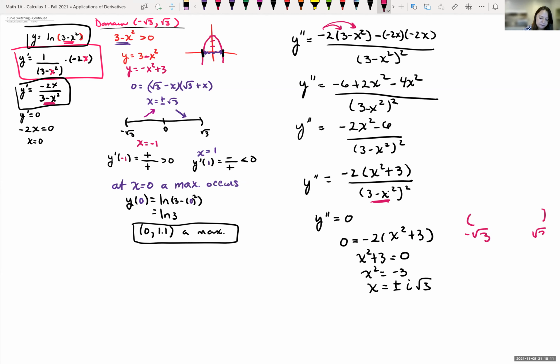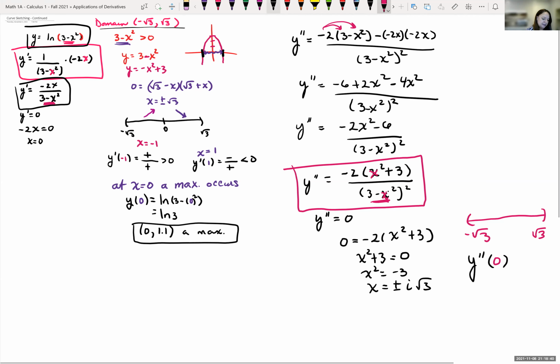-√3 and +√3. So choosing any number in there, and we're going to plug it into our second derivative. I'm going to do it in this factored form. So how about let's just do 0. And so if we look at the double derivative when x is 0, we get -2 times 3 in the numerator. So that's -6. It's a negative number.